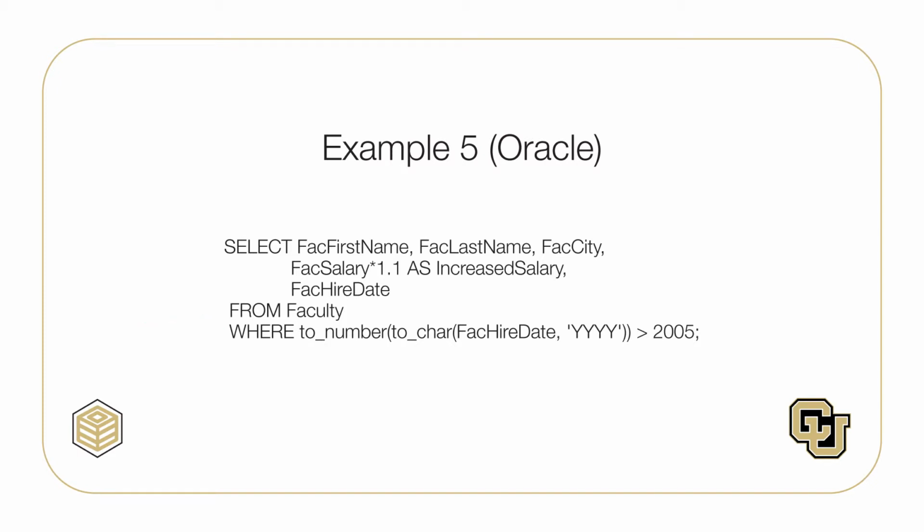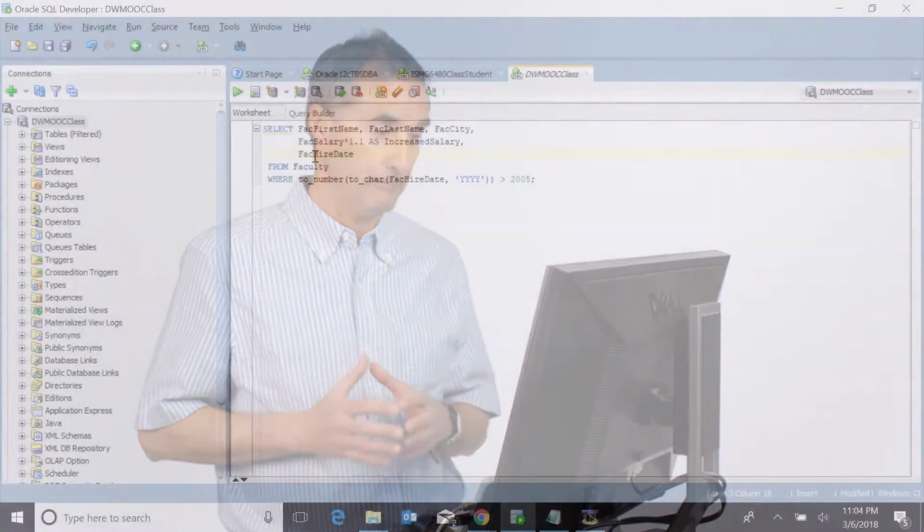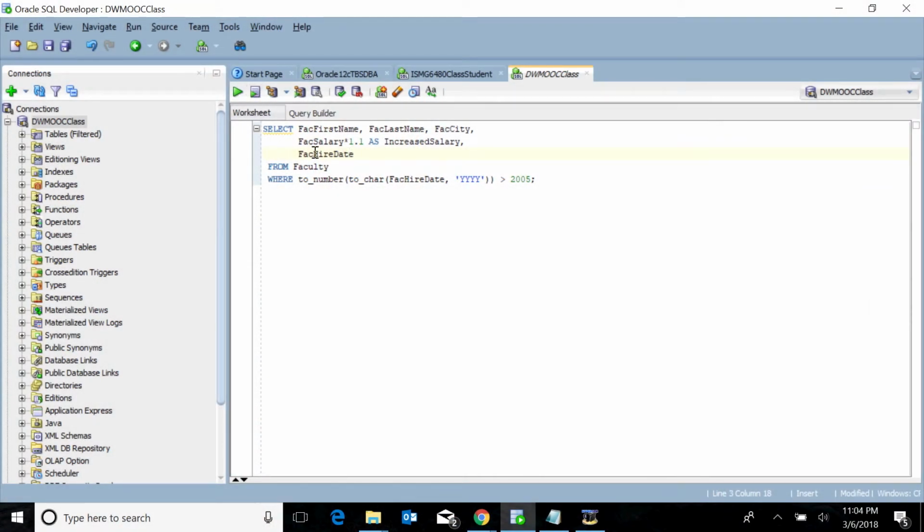Functions to manipulate dates differ across DBMSs. In Oracle, 2 functions, toChar and toNumber, are required. In MySQL, only 1 function, dateFormat, is required. As you can see, the select statements are not portable across Oracle and MySQL because of the different date functions in the 2 DBMSs. Let's execute the 5th example in the Oracle SQL Developer.